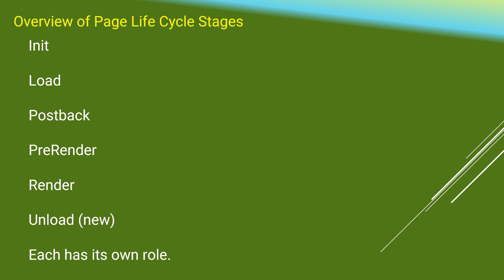The ASP.NET page lifecycle is a sequence of steps the page goes through during a request. The core stages include init, load, postback, pre-render, render, and unload. Each has a specific role and order. If you understand when things happen, you can hook your logic at the right time.